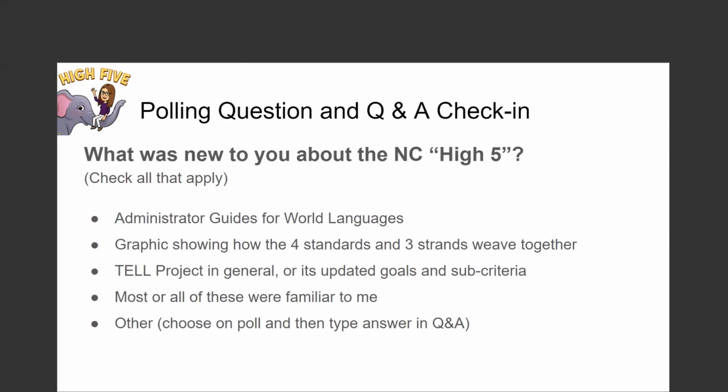Also, we had a little over 30 people saying that the graphic showing how our 4 standards and our 3 strands weave together was good. And keep in mind, our 3 strands always weave through those standards. So that's connections to language and literacy, communities, and connections to other disciplines. Always go through all of our 4 standards.